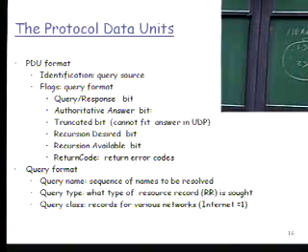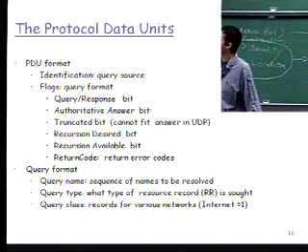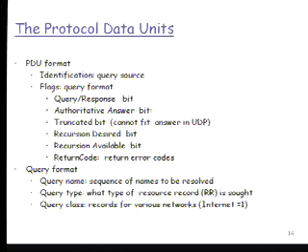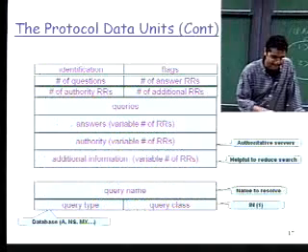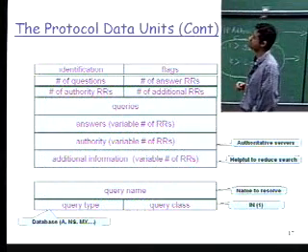The query format itself will have the query name, the sequence of names to be resolved, and what kind of resource record is sought. So we saw earlier what kind of resource records there were: the address record, NS record, CNAME, MX, and the query class. So potentially DNS can work for all kinds of networks. For the internet, the query class is 1. And this is what the PDU actually looks like, where all those fields fit.